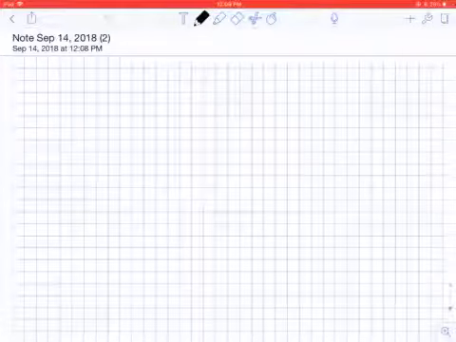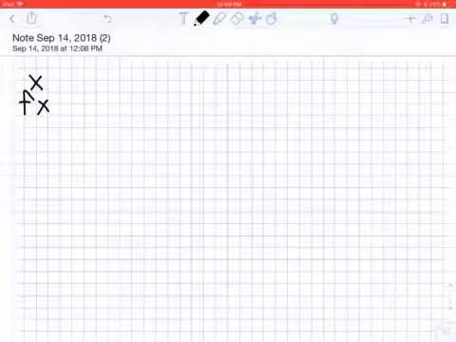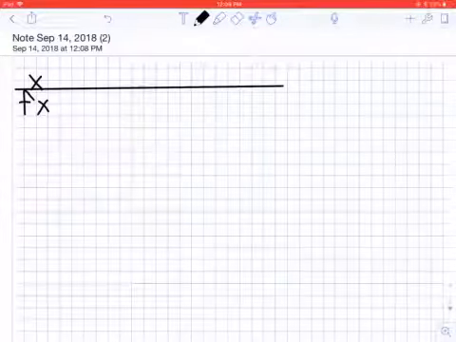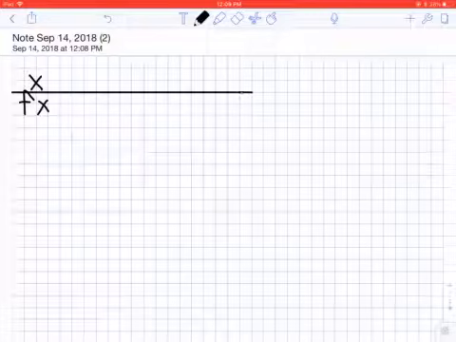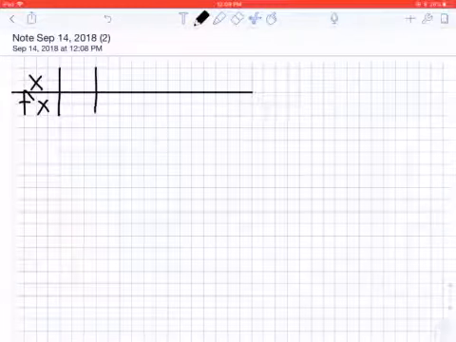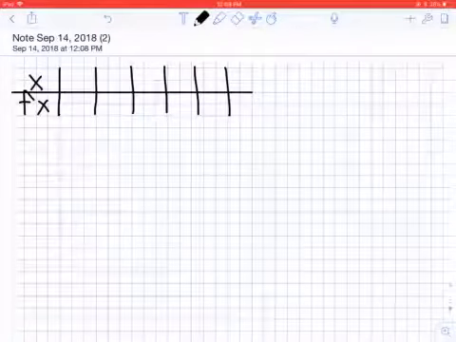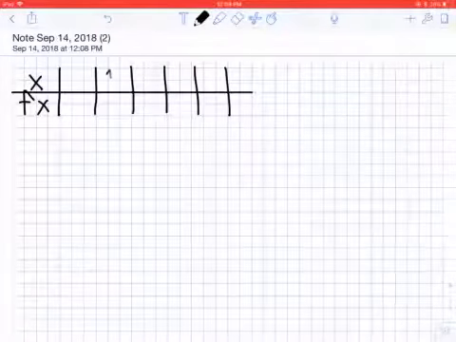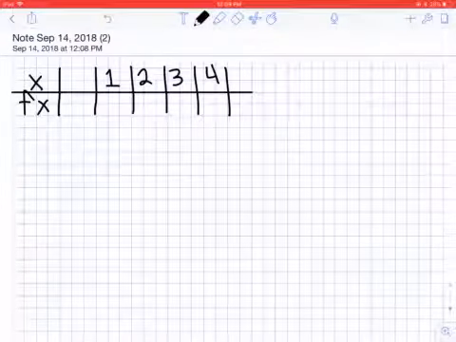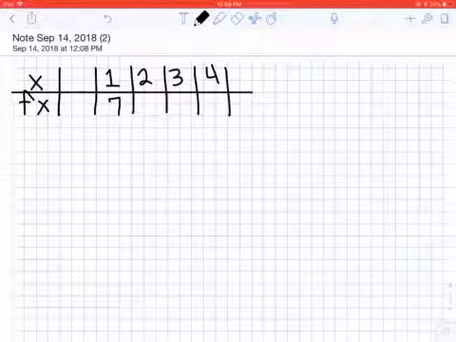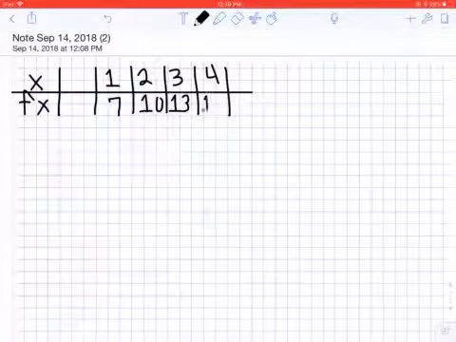I'm just going to go with a basic input-output table. Notice I'm using function notation for this. I'm going to do some inputs, some outputs, and then from here, we are going to try to figure out what our expression or function is. I'll leave a blank space here. I'll start here, I'll go with 7, 10, 13, and 16.